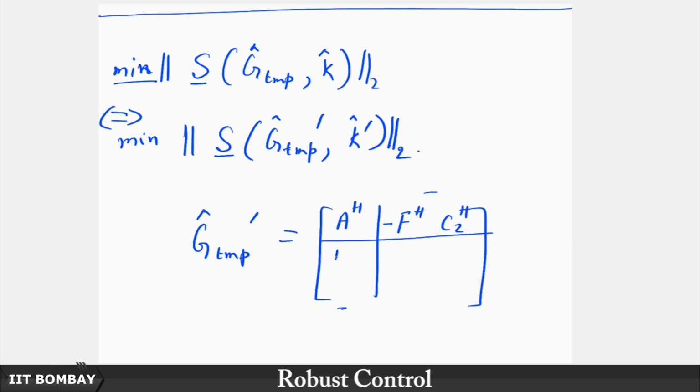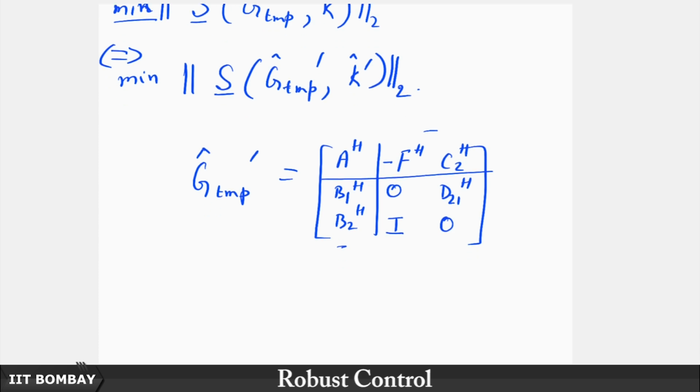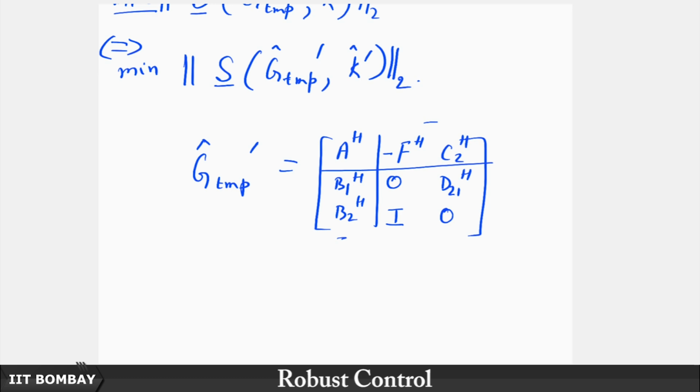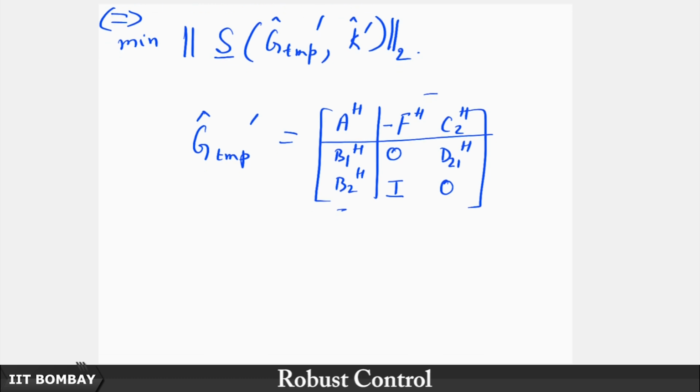And here we have B1 Hermitian, B2 Hermitian, which were sitting in this place here in the original G hat TMP. Also, we will have 0, 0, these do not change, but now instead of the identity here, we will have the identity here, and instead of the D21 here, we will have the D21 Hermitian over here, okay. So, this is our G hat TMP prime, okay.